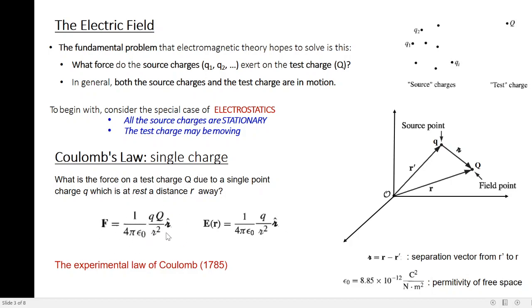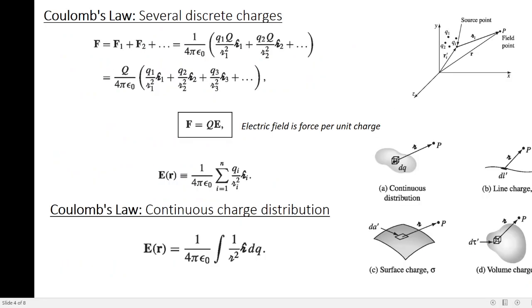Now in this particular expression, this term 1 by 4 pi epsilon naught q by r square r cap is the field associated with this source point. As you can see, there is a 1 over r square dependence, meaning as you move away from the source, the strength of the field is decreasing. Finally, at infinity, you have a zero field. Now that's for a single charge.